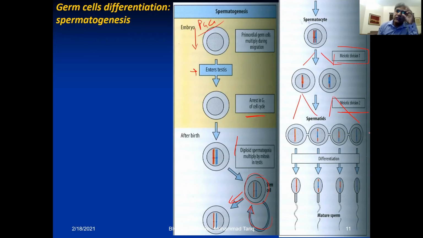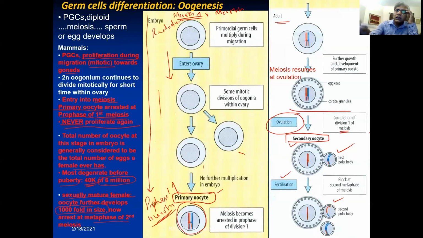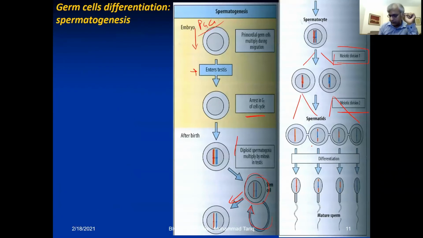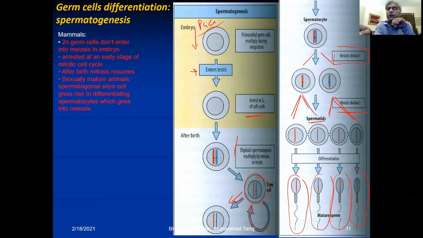In contrast to the females, where one diploid cell enters into meiosis and eventually we have a single oocyte, and the rest of the three cells degenerate. Like the first polar body here degenerated, the other one also degenerated, and only a single cell remains as the oocyte. In the case of males, they are less economical. Each product of meiosis acts as a sperm cell. The spermatids mature as sperm cells. Each sperm cell has the potential to fertilize the oocyte.